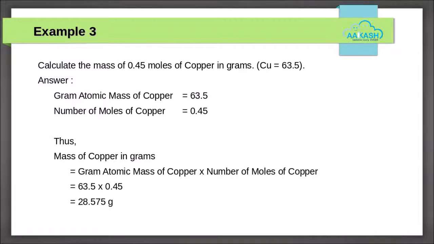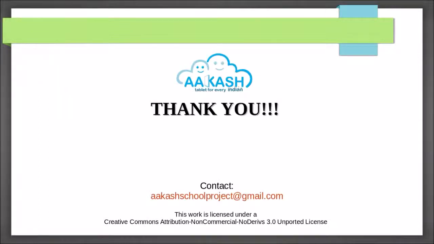Example 3. Calculate the mass of 0.45 moles of copper in grams. Given Cu is equal to 63.5. Answer: the gram atomic mass of copper is equal to 63.5. Number of moles of copper is equal to 0.45. Thus, mass of copper in grams is equal to gram atomic mass of copper times number of moles of copper. So we multiply these values and get the answer, 28.575 grams.